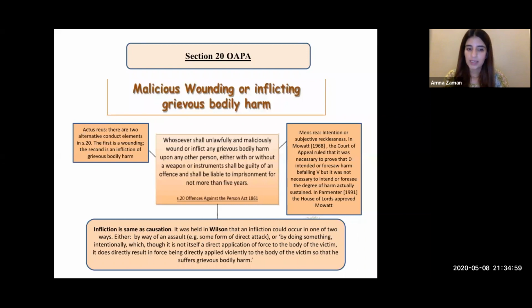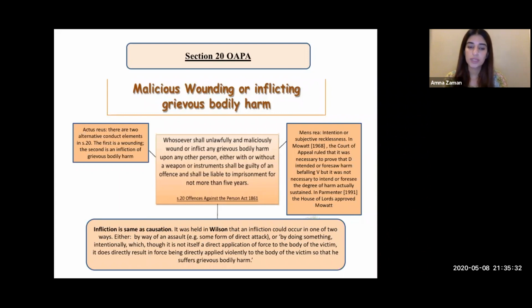So when I say infliction by assault or direct application of force, an example of it would be the defendant punching the victim. The defendant directly applies force to the victim's body. However, infliction can also be done by something which resulted in force being applied to the victim's body, even though there was no assault.